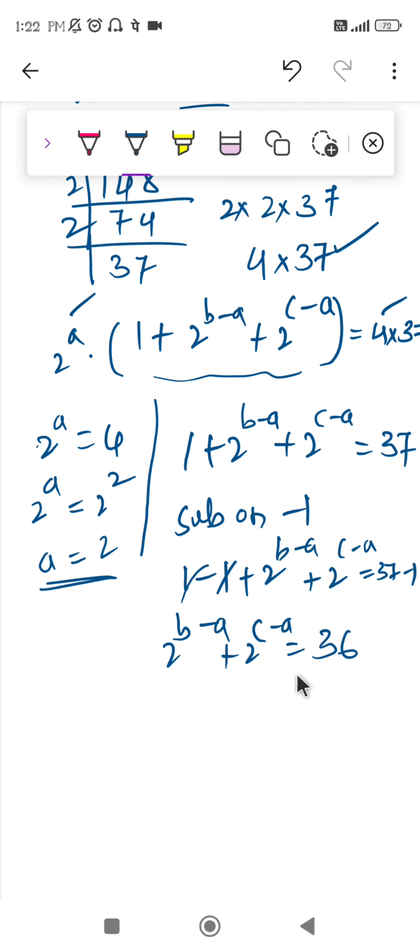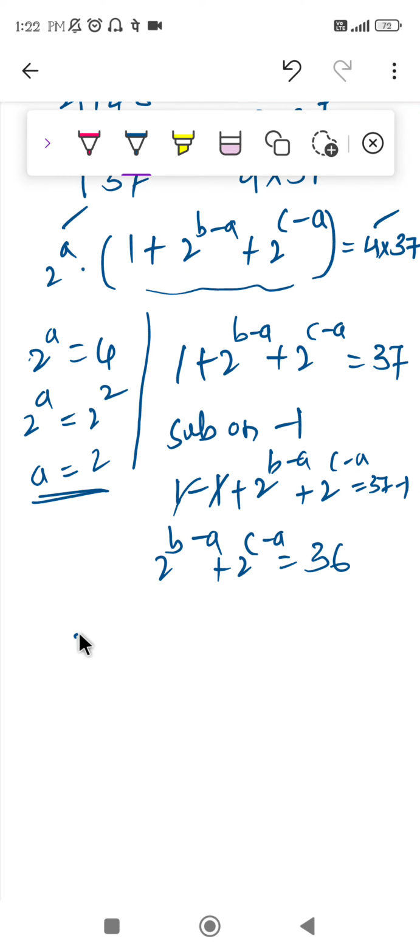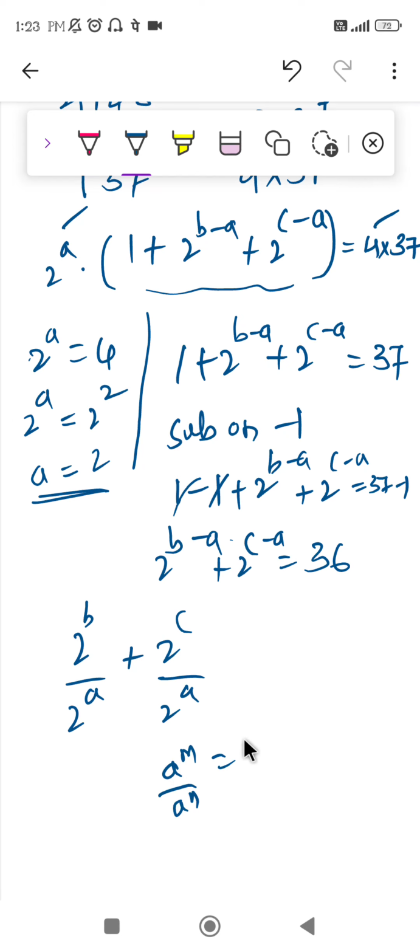And now this 2 to the power of b minus a plus 2 to the power of c minus a, we can write as 2 to the power of b divided by 2 to the power of a, and 2 to the power of c divided by 2 to the power of a, right? Because we know that a to the power of m divided by a to the power of n is a to the power of m minus n, is equal to 36.